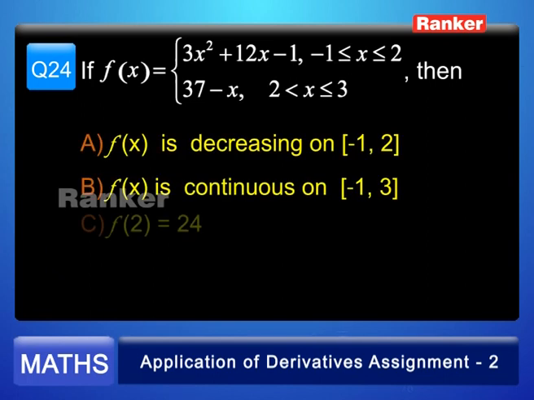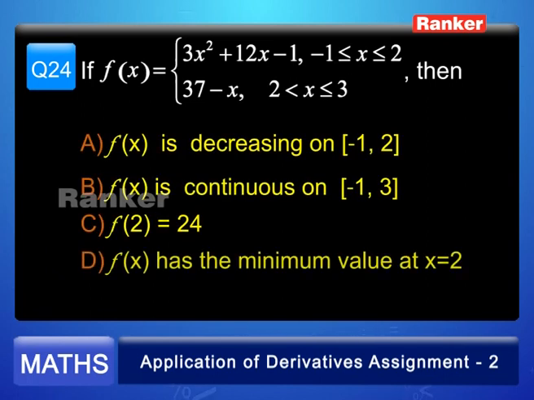If f of x is equal to 3x square plus 12x minus 1 if x lies between minus 1 and 2, 37 minus x if x lies between 2 and 3, then option A, f of x is decreasing on closed interval minus 1 to 2. Option B, f of x is continuous on closed interval minus 1 to 3. Option C, f dash of 2 is equal to 24. And D, f of x has the minimum value at x equal to 2.